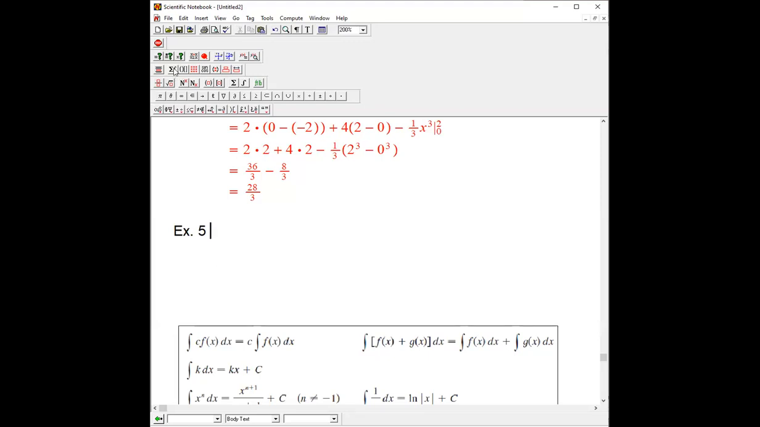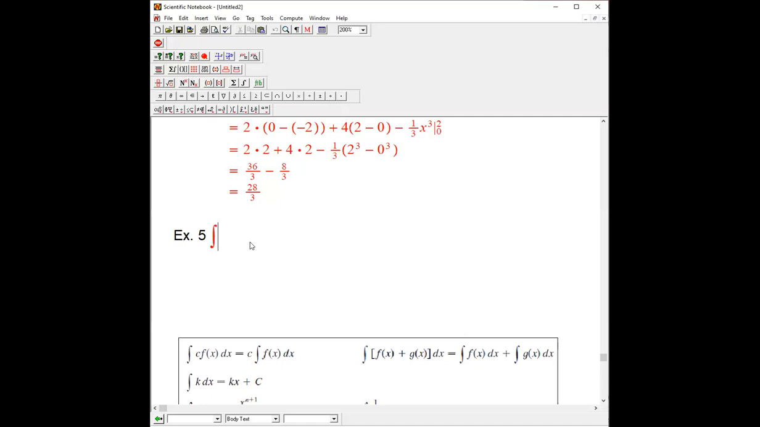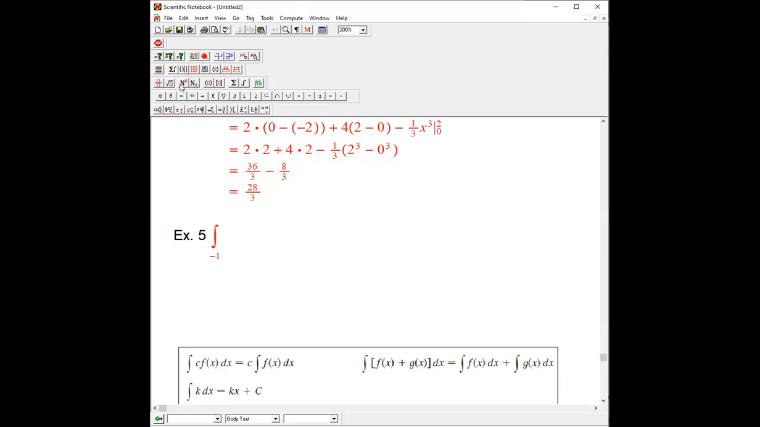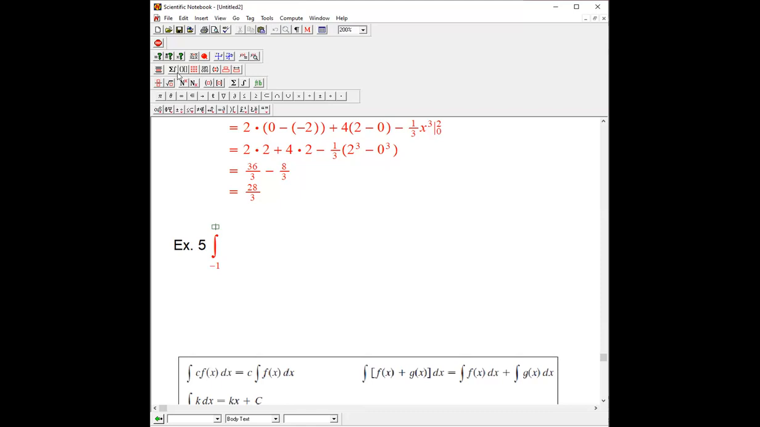The integration of a function on interval from -1 to +2. And the function we have here is 3u minus 2 multiply u plus 1. And don't forget to write the du.